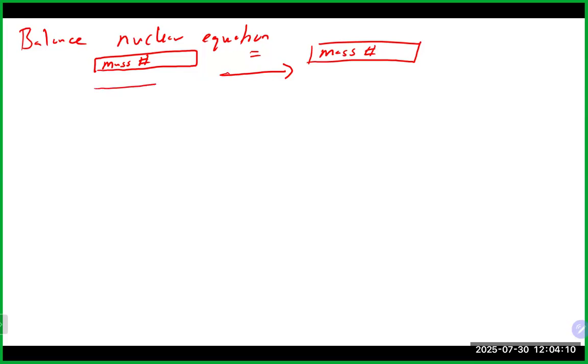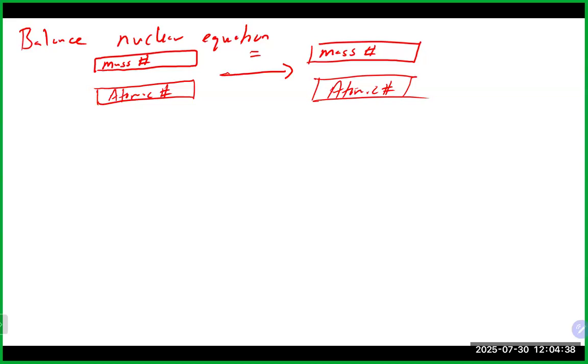And same thing with atomic numbers. If you add up all the atomic numbers on the left-hand side of the arrow, it should match all the atomic numbers on the right-hand side. So if you're given a nuclear equation and something is missing, probably the atomic number is a good place to start, as you could just simply use the periodic table and figure out what element's missing. And then you could also take care of the mass number.